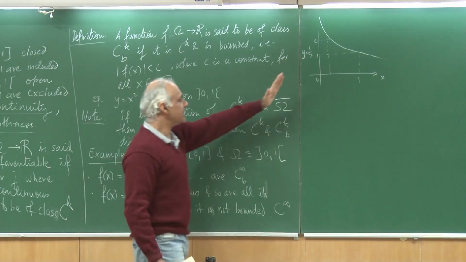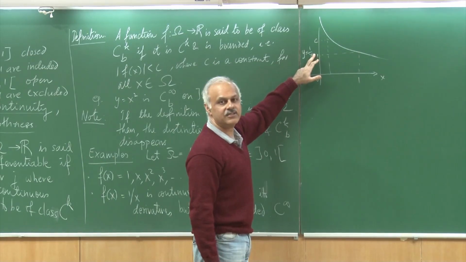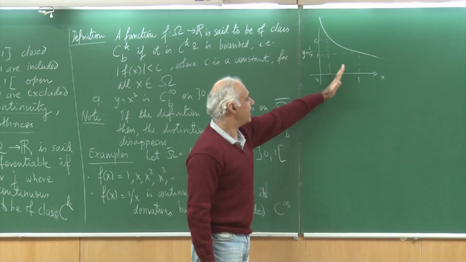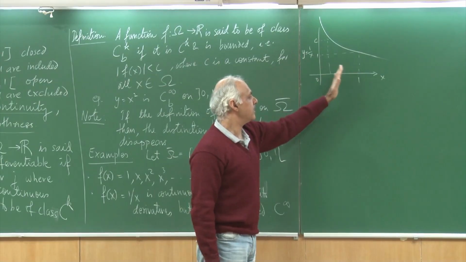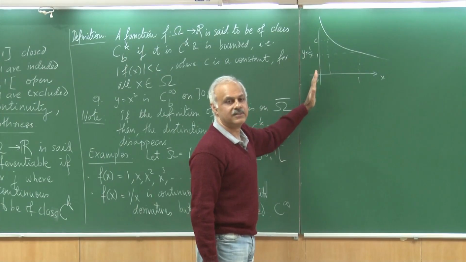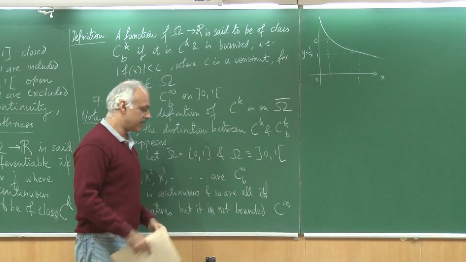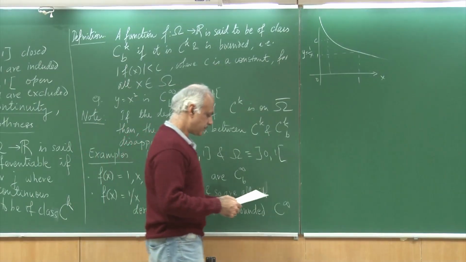But if you exclude this, then all the higher order derivatives exist and they are continuous between 0 and 1 if I exclude x equal to 0. So here is an example of a function which is C infinity but not C infinity B.